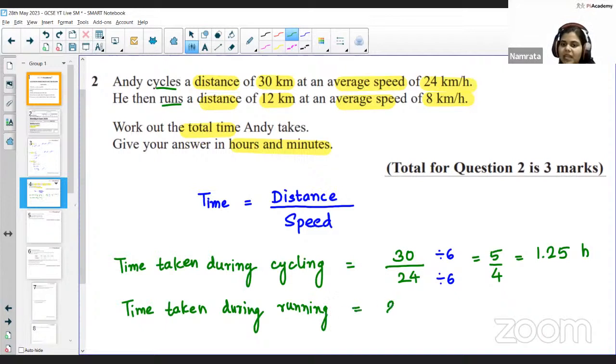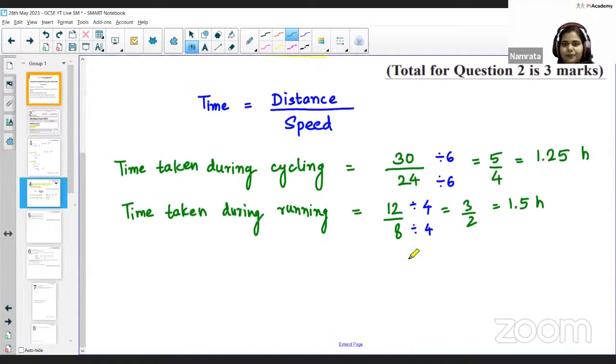That will again be 12 over 8. And when we further simplify this, we'll divide it by which number? I guess we can divide it by 4. That gives us 3 over 2, which is again 1.5 hours. So I believe everyone is on track with me.